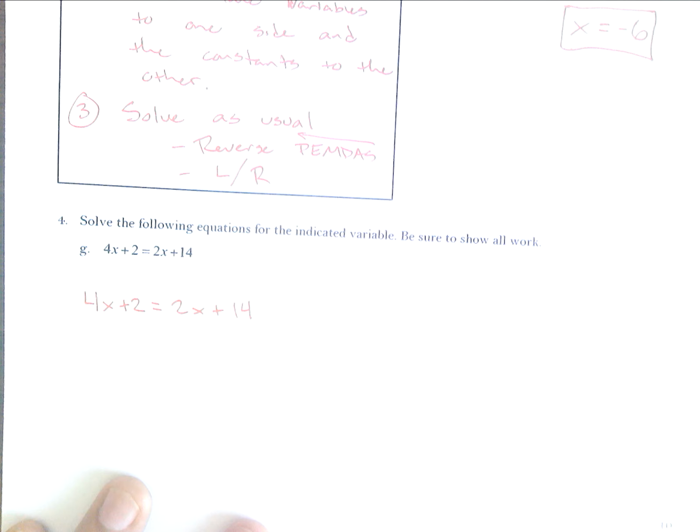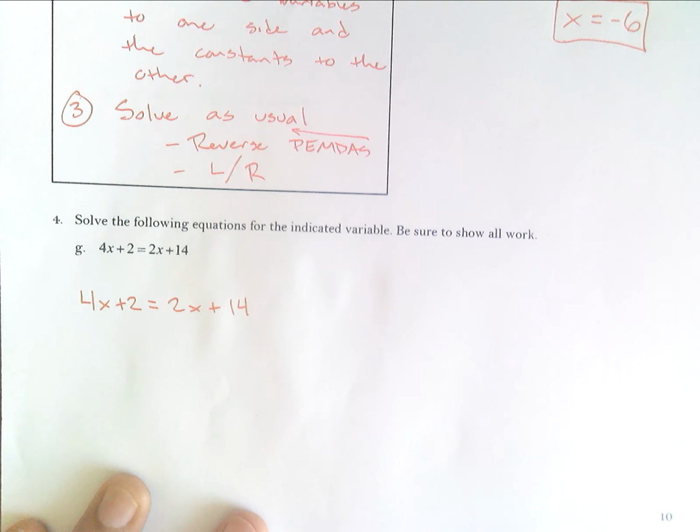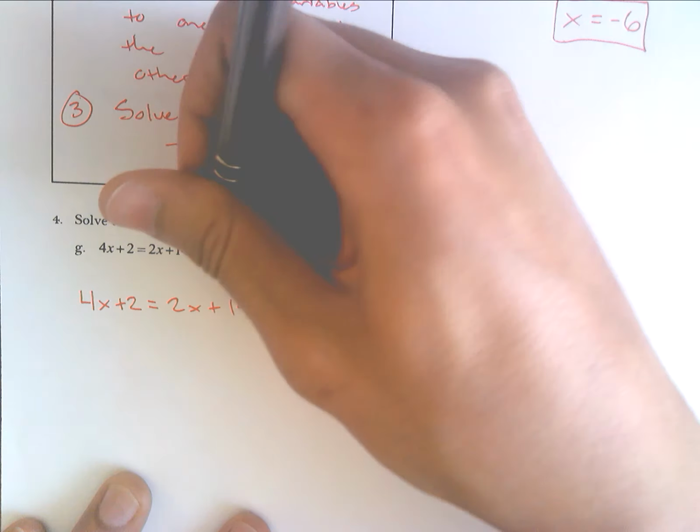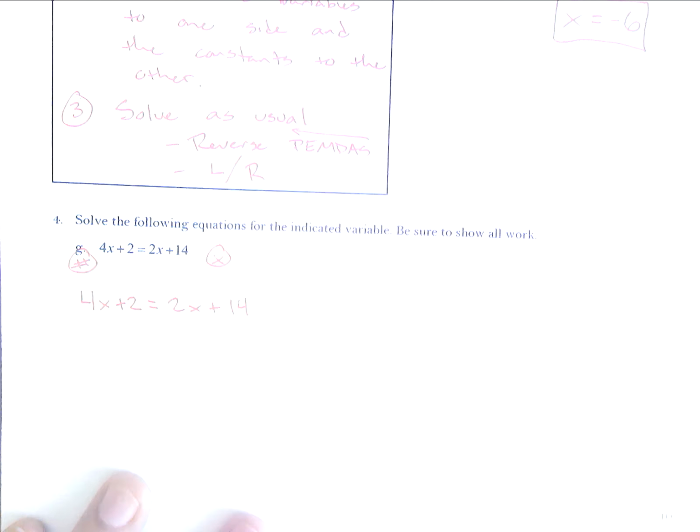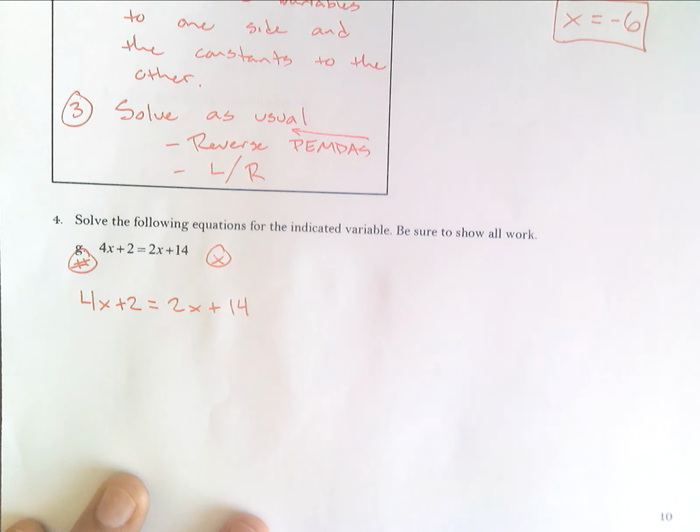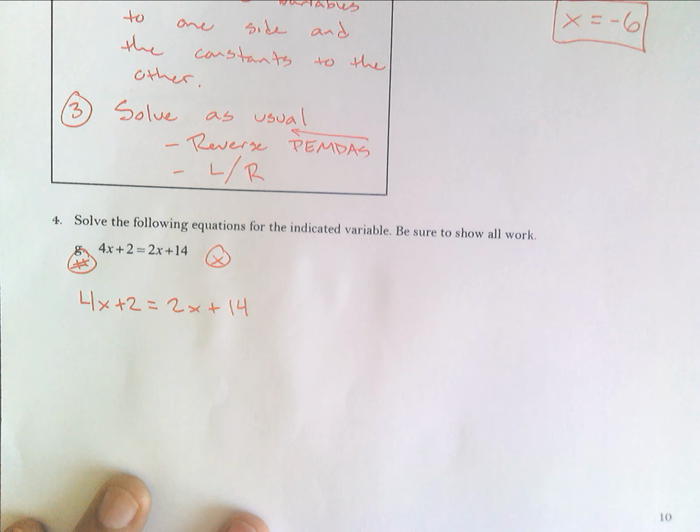Step 2, we choose a side for the variables and we choose a side for the numbers. Let's switch it up. Let's say the right-hand side is the variables and the left-hand side is the numbers. Again, you can choose whatever you want. It doesn't matter. As long as one side is the variables and the other is the numbers, you'll still get the same answer. Just pick a side and stick to it.